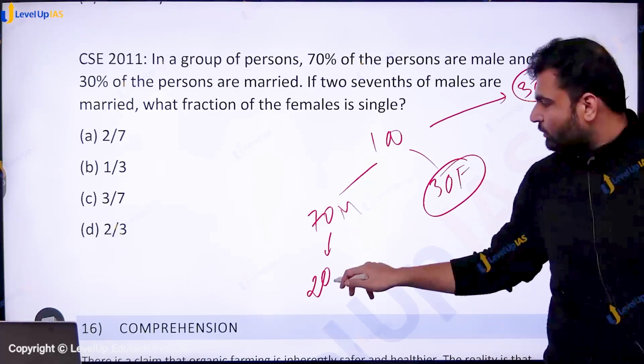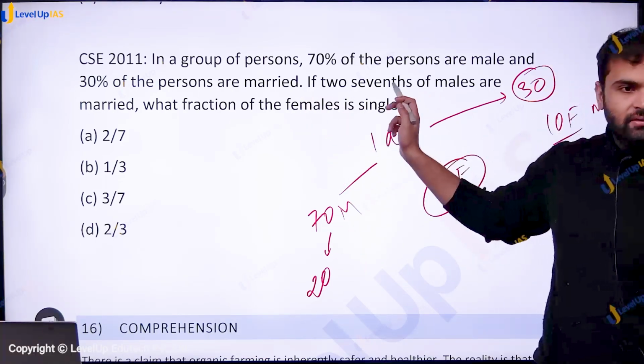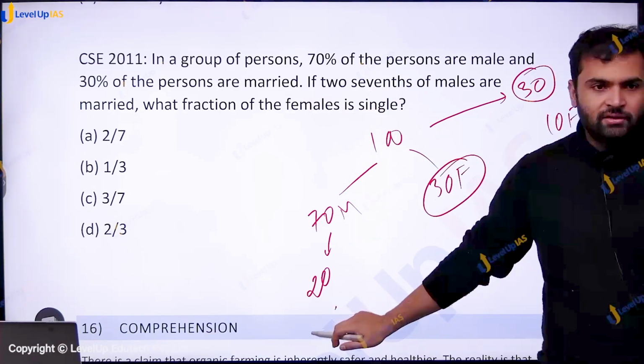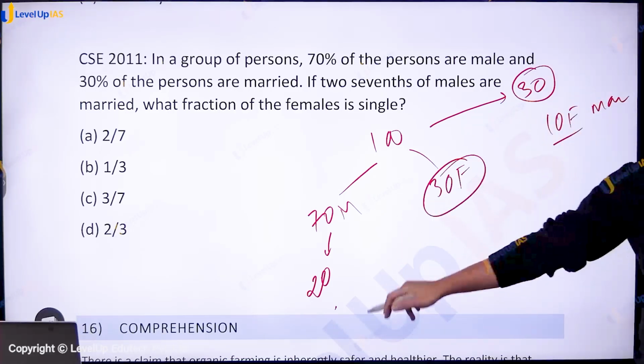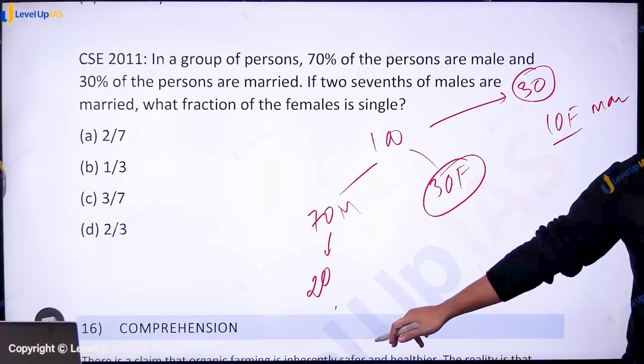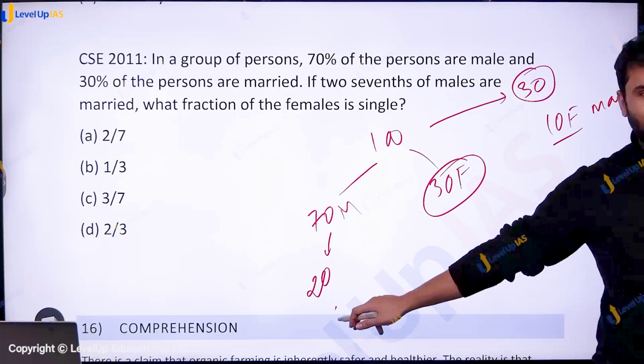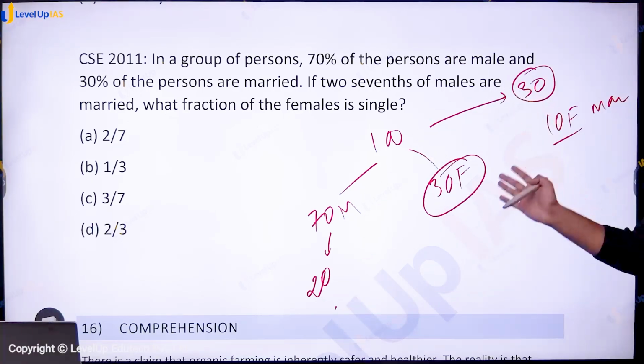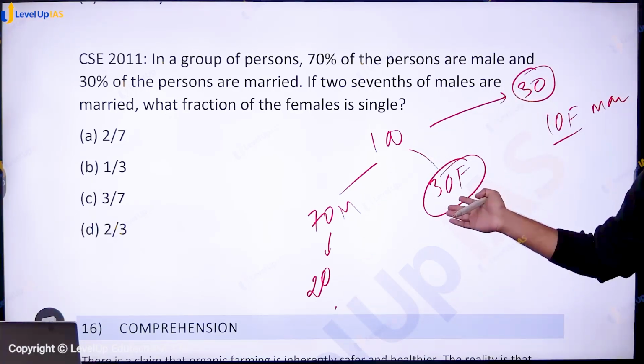And 2/7 of male are married. 20 men are married. So out of 30 married people, 20 are men. So 10 females are married. Rest of the females are unmarried or single.